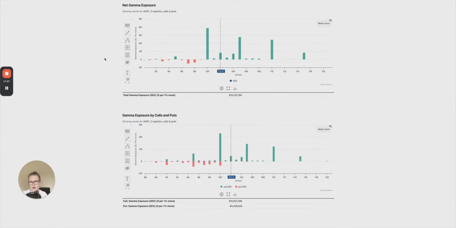We did this recently with ANET. I'm going to show you this trade from ANET, but because it was a past trade, it was from maybe about 10 days or so ago. And I don't have the screenshots from the gamma exposure at the time. I can't show you what it looked like. But when I checked the gamma exposure at the time, it looked very different to this.